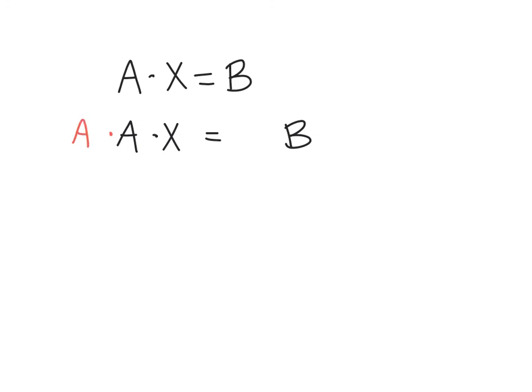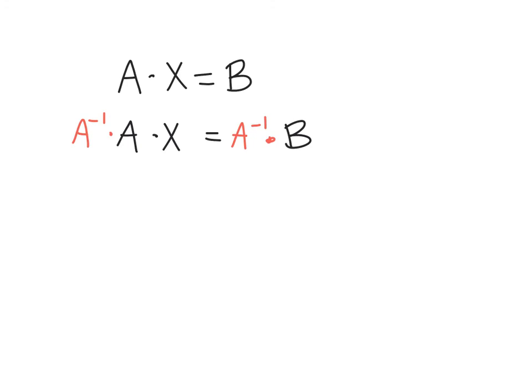So let's take a look at this equation that we've written. A times X equals B, where we keep in mind that the A, the X, and the B are all matrices. I want to get the X by itself. So instead of dividing both sides by A, because I don't have a way of doing that, I'm going to multiply on the left by a matrix called A inverse. And I need to make sure that I'm multiplying on the left because matrix multiplication is not commutative.